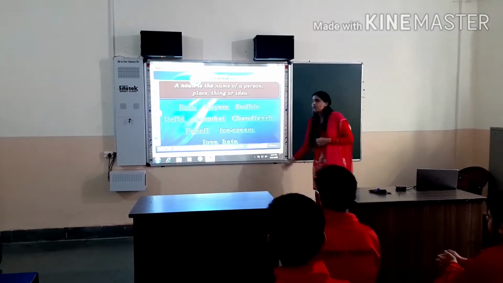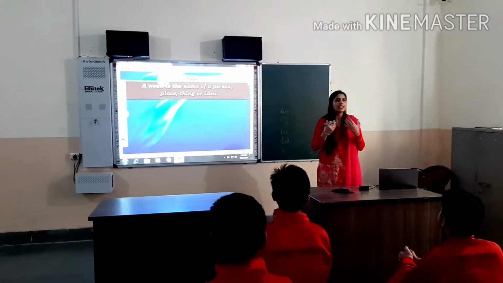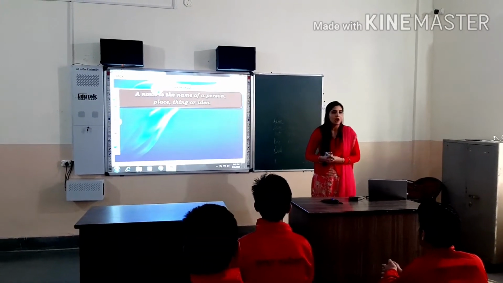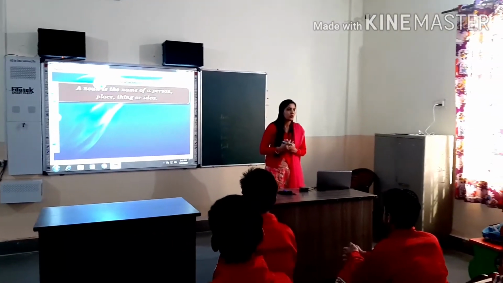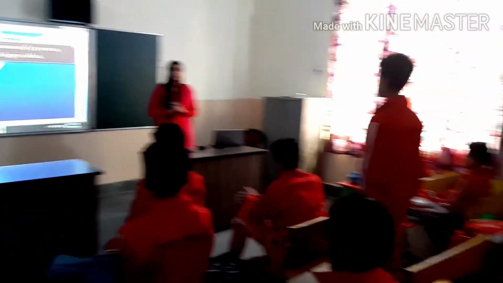Any abstract thing that has a name is also known as a noun. Abstract and concrete, we have two words here. What is a concrete object? A concrete object is that which we can see or touch.